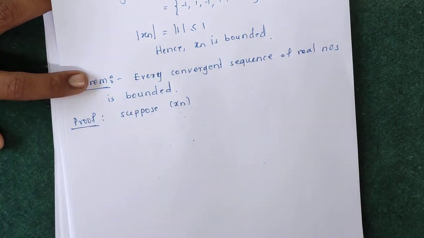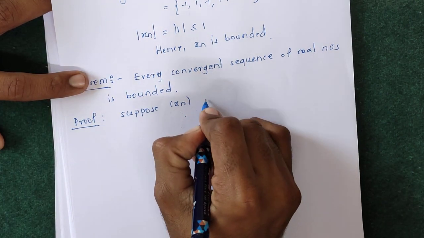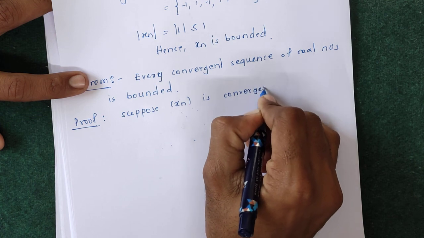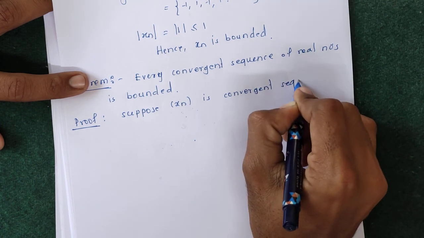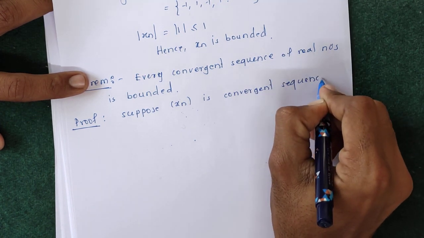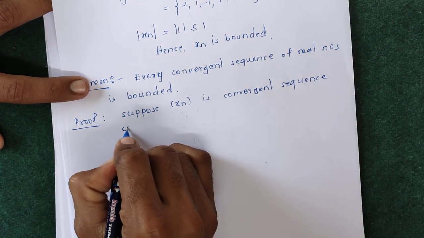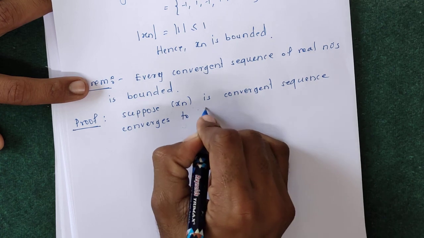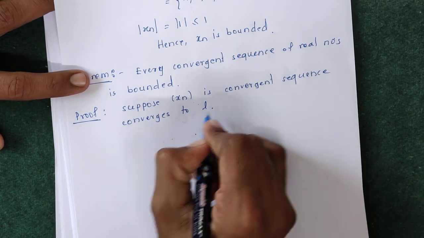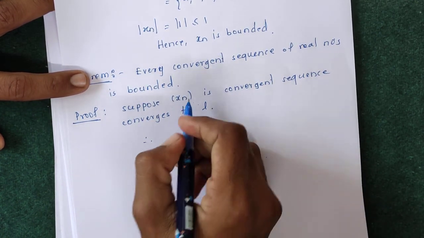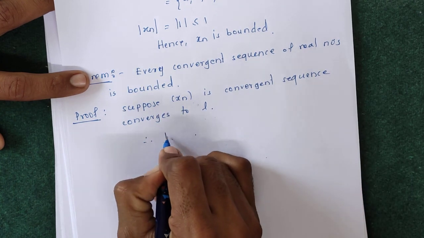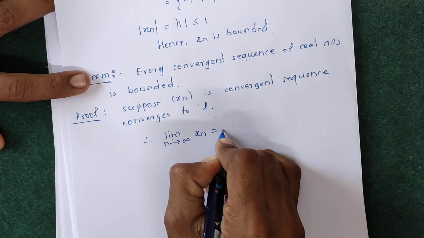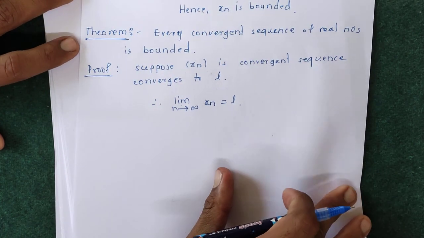xn is a convergent sequence, which converges to, suppose, limit L. Now this sequence xn is convergent and converges to L, which means the limit as n tends to infinity of xn is equal to L, by definition of convergence of the sequence.